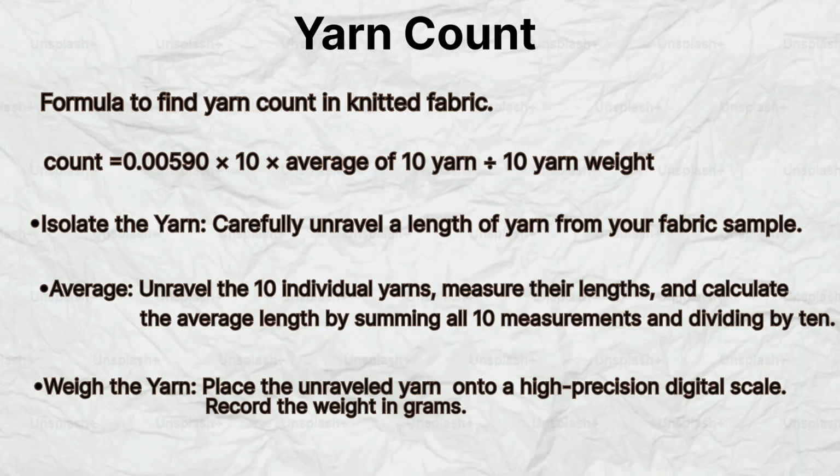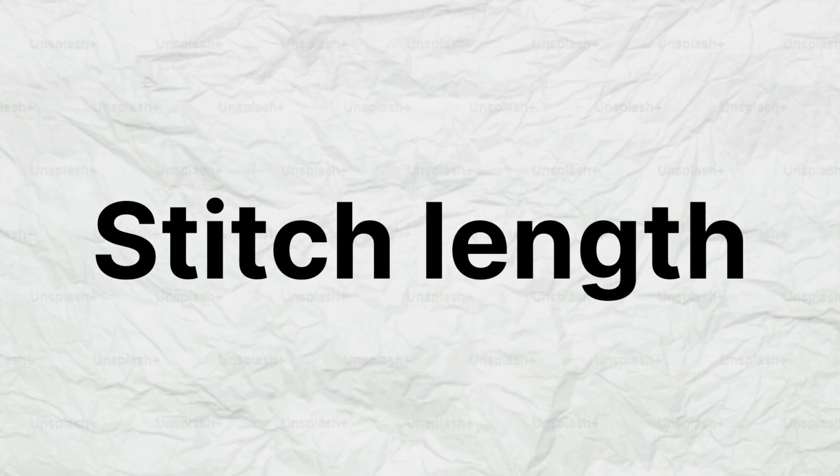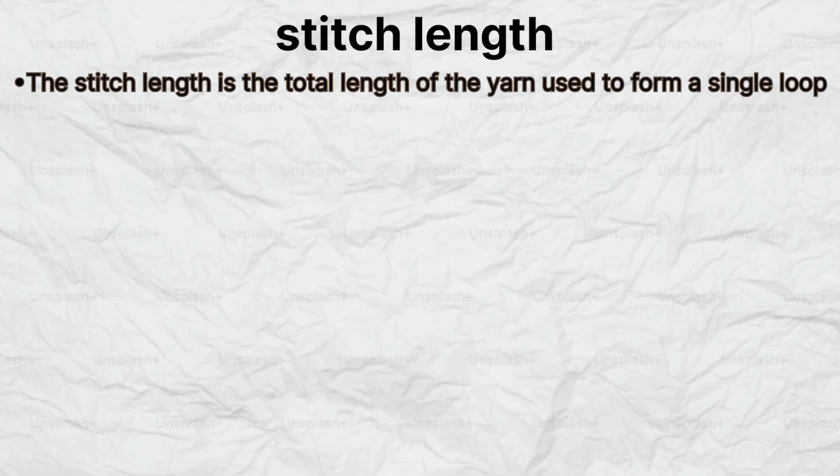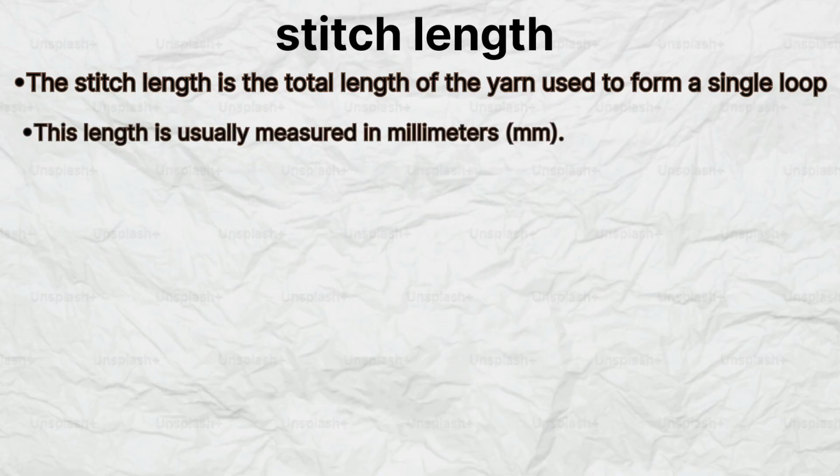After analyzing the fabric, you just have to put your values into the formula, and that's how you determine the count of the yarn in knitted fabric. Next is stitch length. In knitting, the stitch length is the total length of the yarn used to form a single loop or single stitch. This length is usually measured in millimeters.